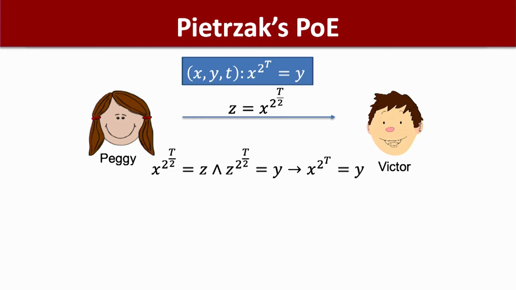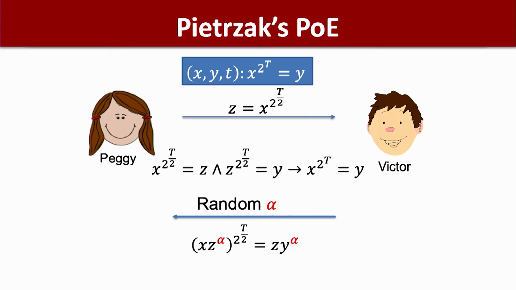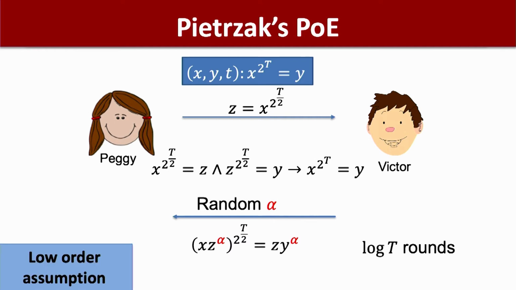Now I can combine these two statements into one statement, again using a random challenge alpha. I take a linear combination between these two statements and get one statement with one exponentiation. Evaluating this statement has half of the complexity and exactly the same form as the previous statement. So I can just recurse this for log t rounds and in the end check the final squaring myself. And this protocol is secure under the lower order assumption.